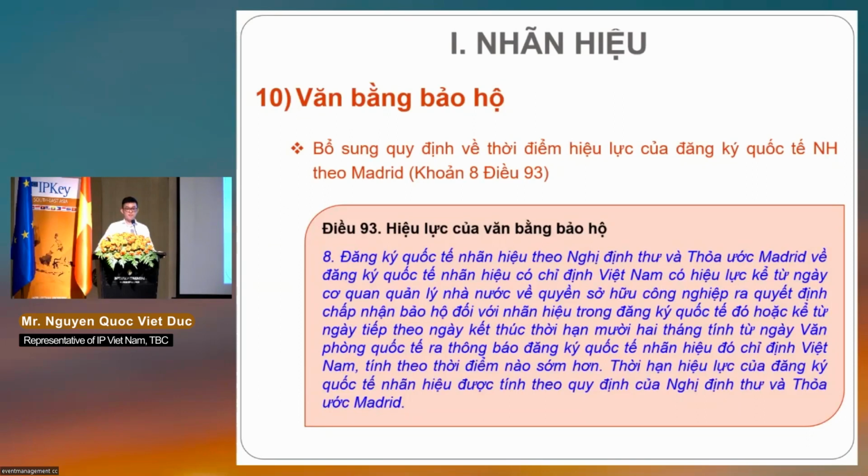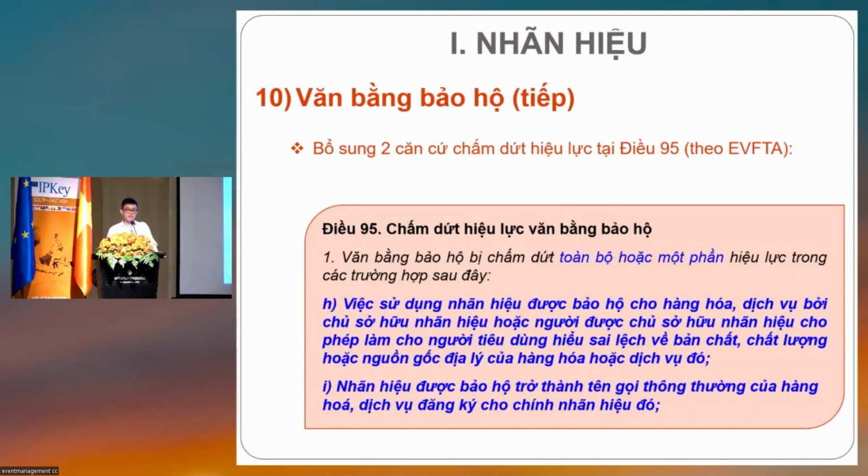The last point regarding trademarks is about the protection certificate. Regarding this, there are 5 main points that enterprises need to pay attention to. In Article 93, it added international trademarks like Madrid, so we have to follow the protocol or the Madrid treaty regarding Vietnam. The time to identify the validity is from the time, or from 12 months since the organization appointed Vietnam, depending on which time is earlier.